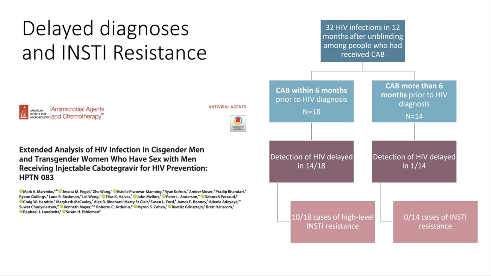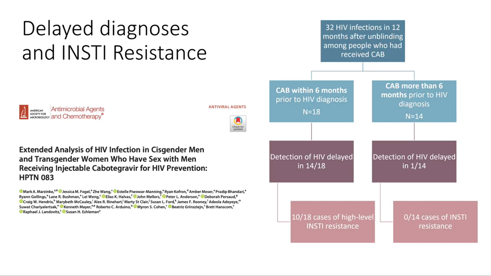So they split it into had they gotten cabotegravir within the prior 6 months, when you would have slightly higher levels, or longer than 6 months ago. And in those who had gotten it in the past 6 months, the detection of HIV was delayed in 14 out of 18 of those people. They were doing in these trials just rapid HIV tests. They weren't doing viral loads at every visit.